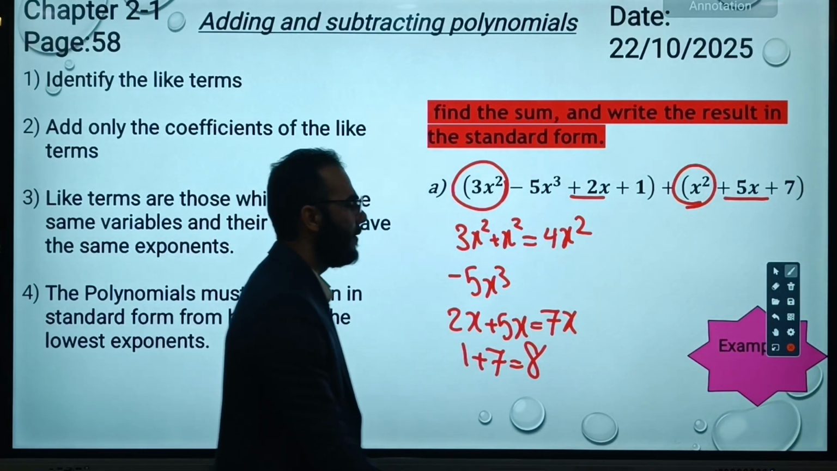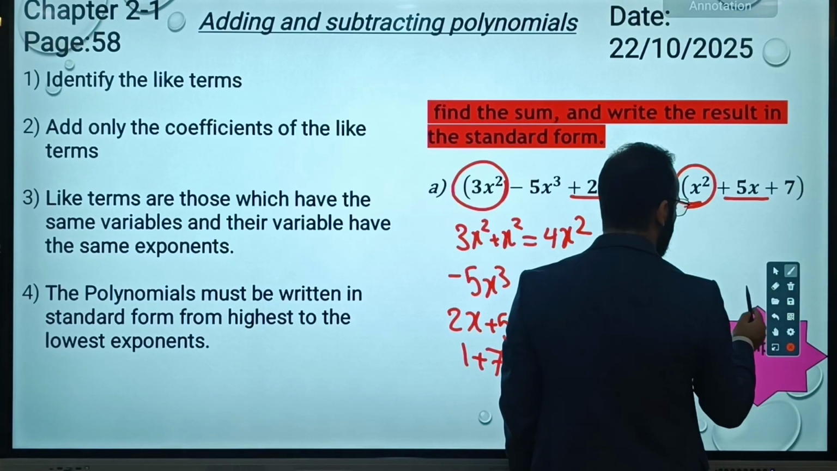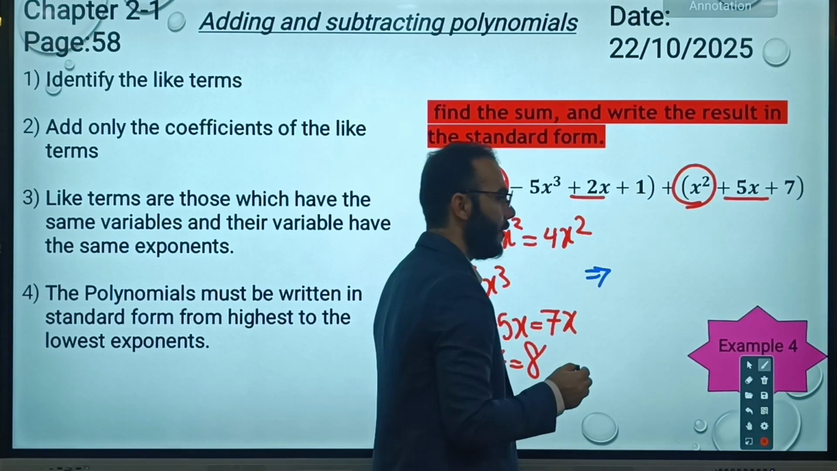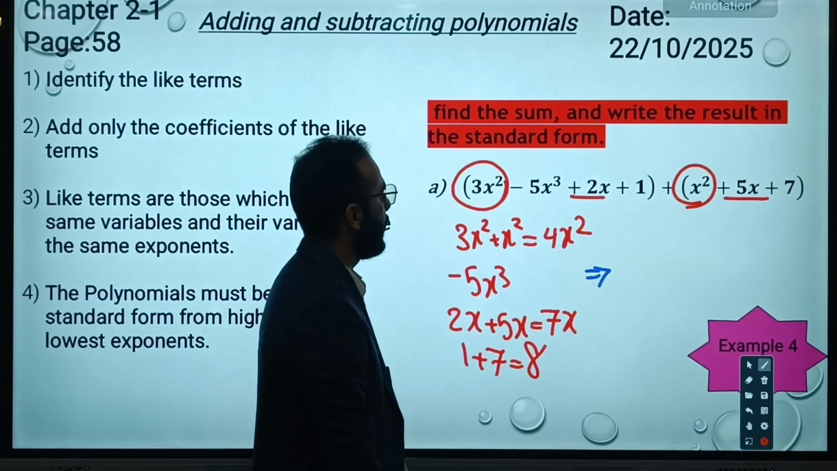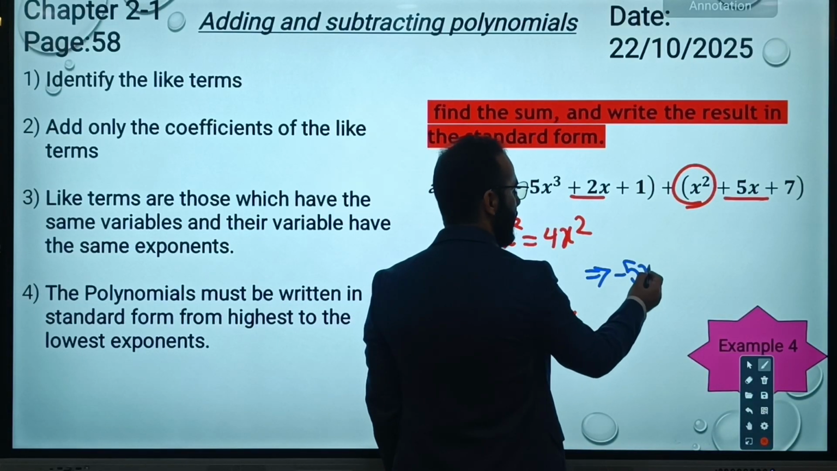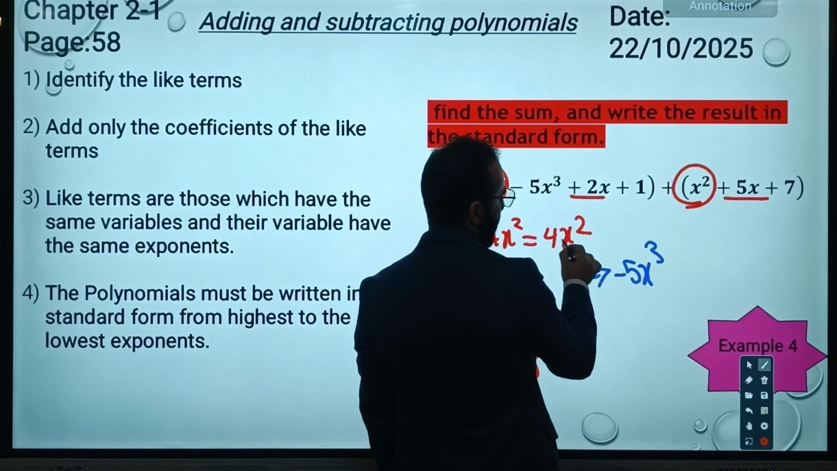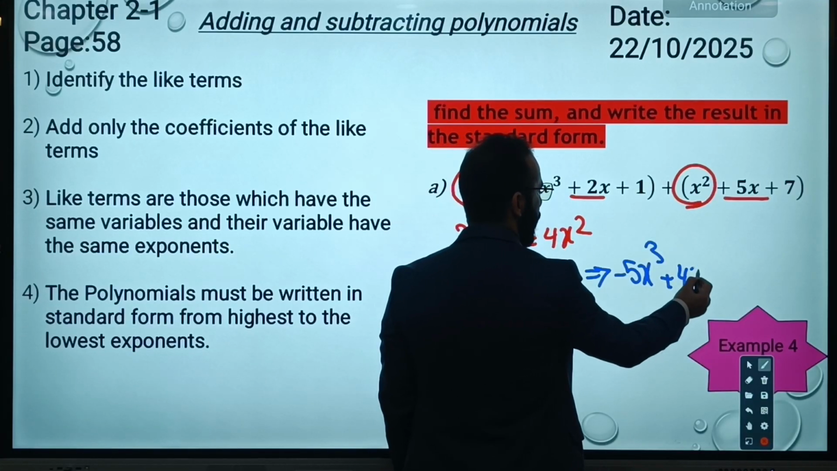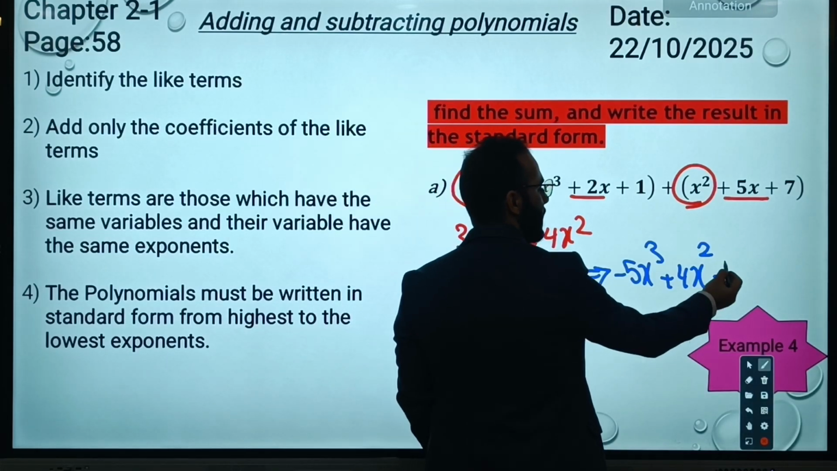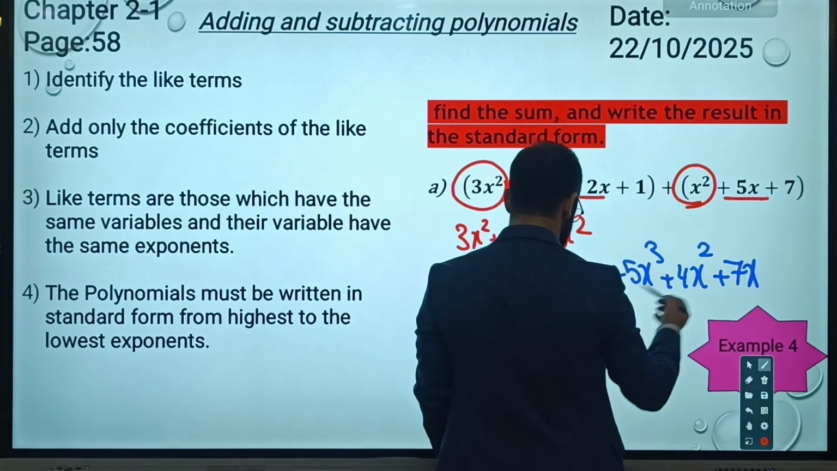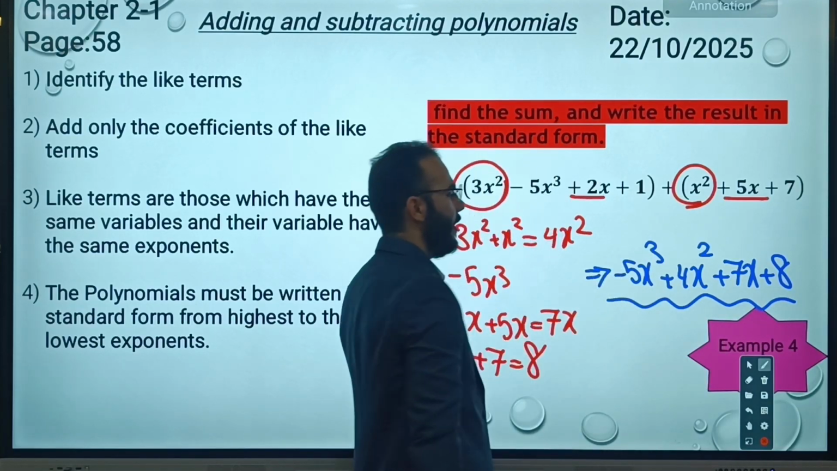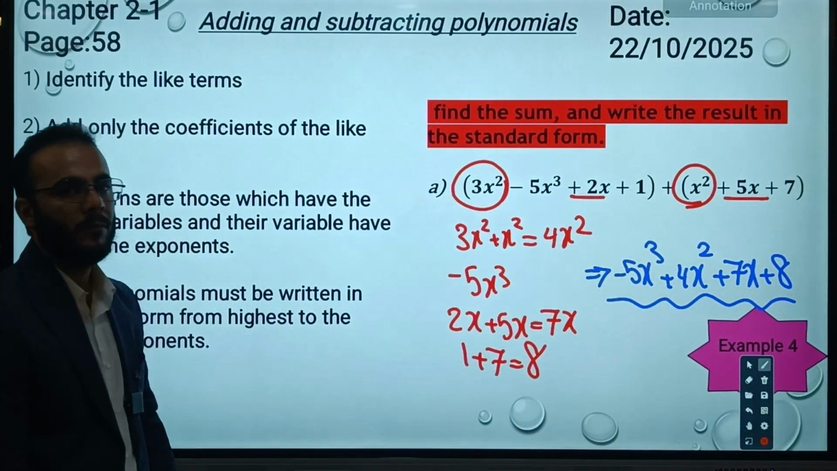So right now let's write the result in standard form, which is from the highest degree to the lowest degree, or the highest exponent to the lowest exponent. The highest exponent is negative 5x cubed, and we have x squared after that, so plus 4x squared, and then finally plus 7x and plus 8. That is going to be the result in standard form. Okay?